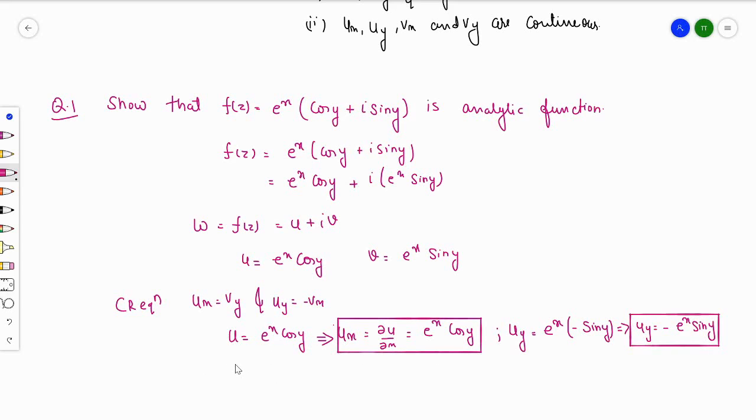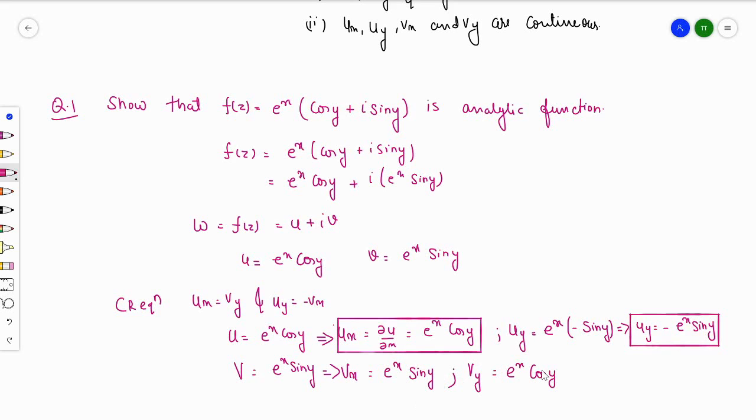Now v is equal to e raised to power x sin y. Now what is vx? Partial differentiation with respect to x, so this will be e raised to power x sin y. And what is vy? e raised to power x and the differentiation of sin y, which is cos y.